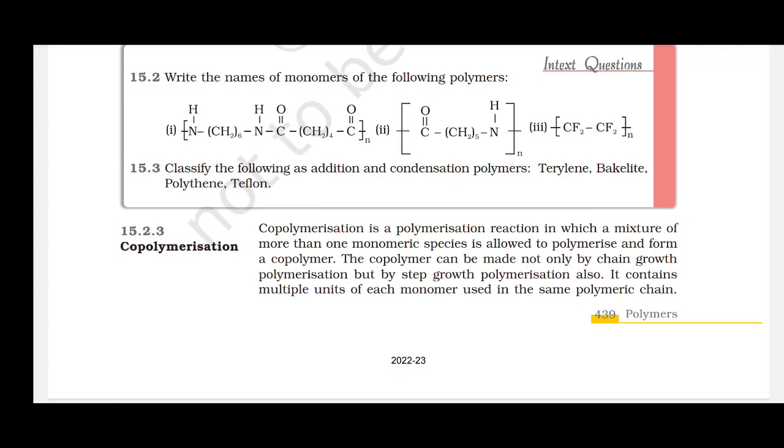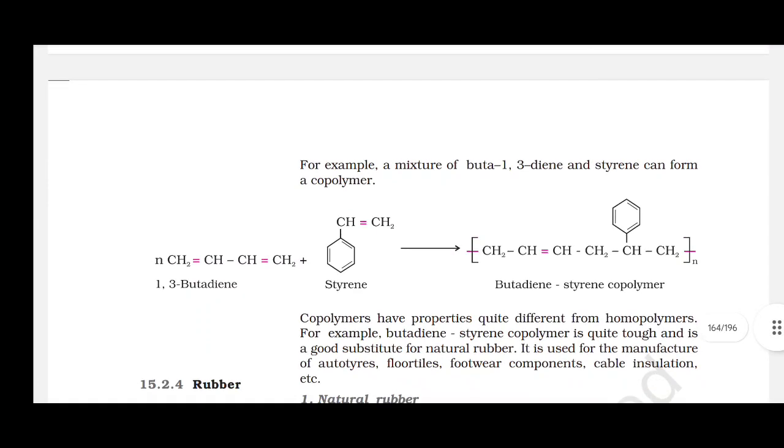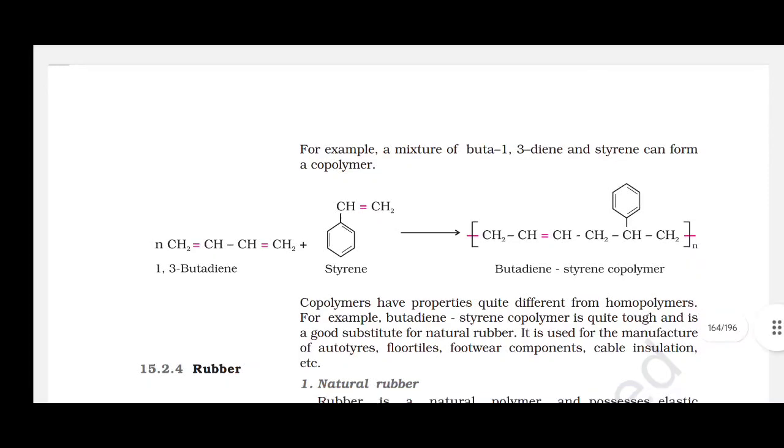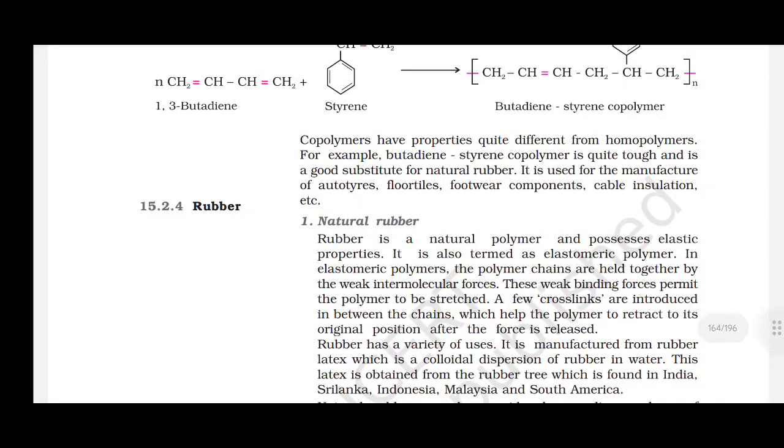Copolymerization. Copolymerization is a polymerization reaction in which a mixture of more than one monomeric species is allowed to polymerize and form a copolymer. The copolymer can be made not only by chain growth polymerization but by step growth polymerization also. It contains multiple units of each monomer used in same polymeric chain. For example, a mixture of buta-1,3-diene and styrene can form a copolymer. जो हमने स्टार्टिंग में डिस्कस किया था कि ब्यूटाडाइन ले लो, स्टीरीन ले लो तो क्या बन जाएगा, ब्यूना-एस बन गया था, right? Copolymers have properties quite different from homopolymers.